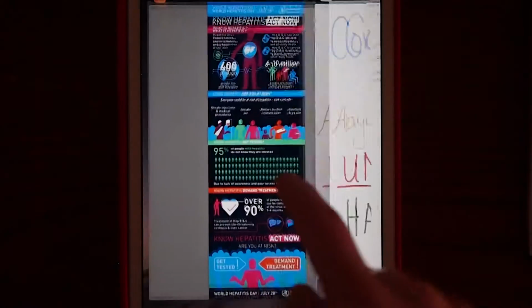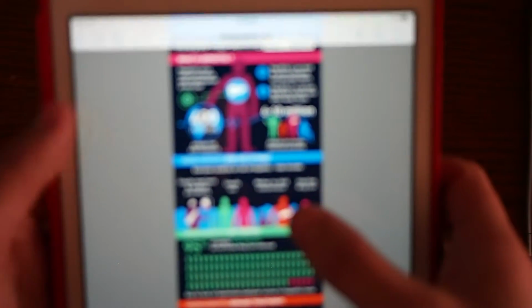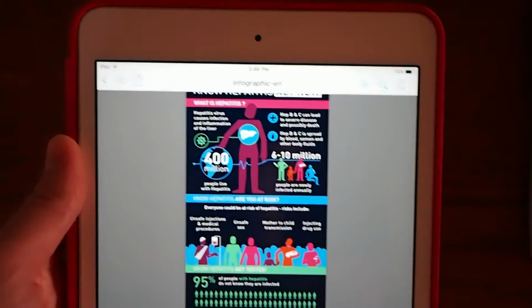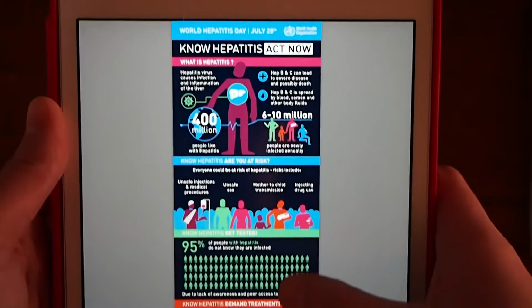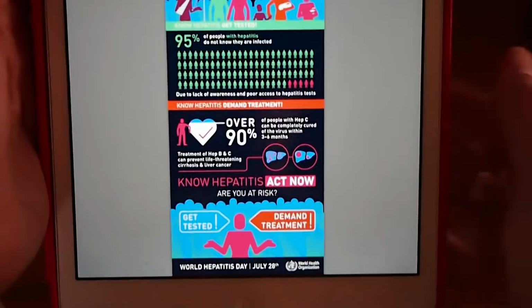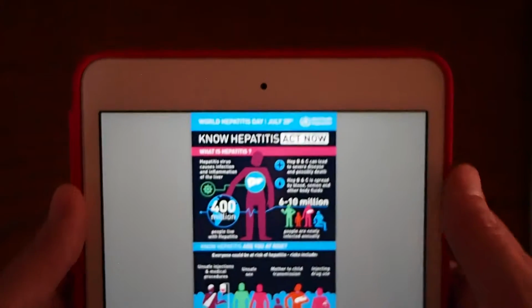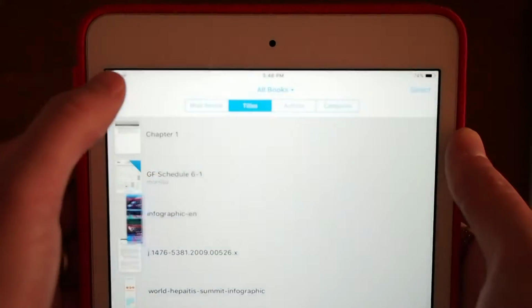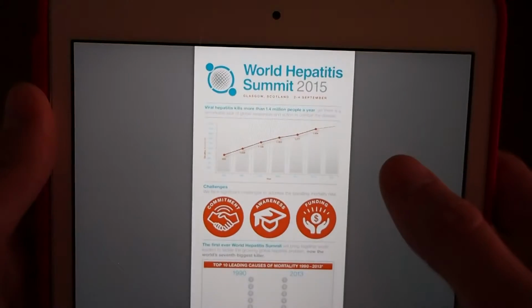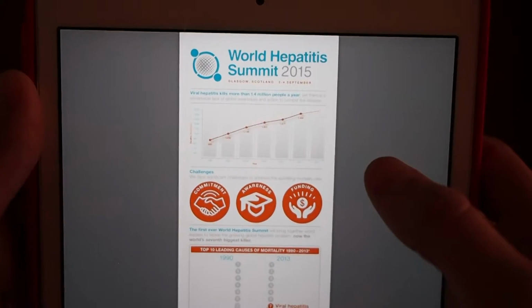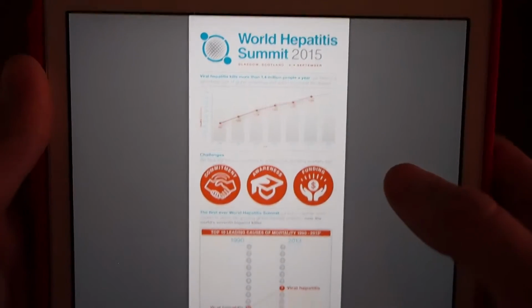There are two really nice infographics which go over different types of hepatitis. These infographics were developed by the World Health Organization. I'll just show you those briefly, and then I'll include a link to those in the information section of this YouTube video. This one's interesting because it shows some information from the World Hepatitis Summit from 2015, which was in Scotland.